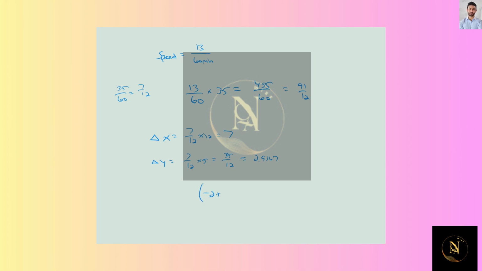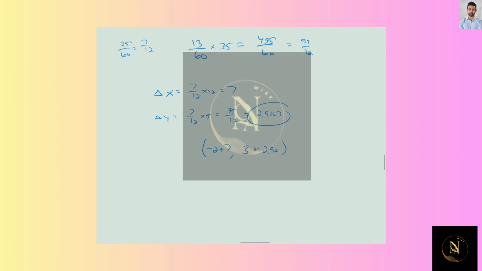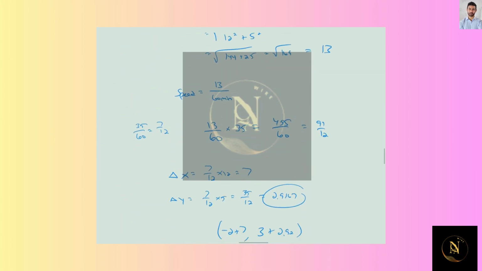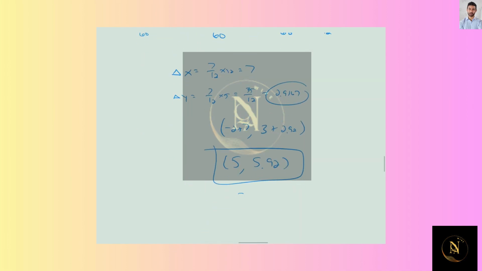And so her position, if she started at -2 and she's going to change 7, she's now at an x coordinate of -2 plus 7, which will be 5. And her new y coordinate would be, she started from 3 and now she's going up, we'll call it 2.92. And so her location would be about (5, 5.92). And she went a total of 91/12, which is about 7.58 units.